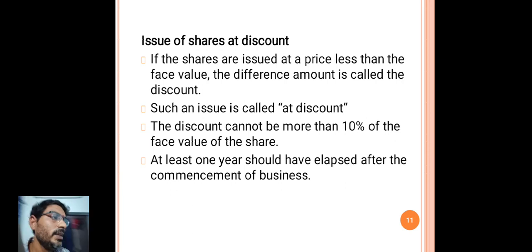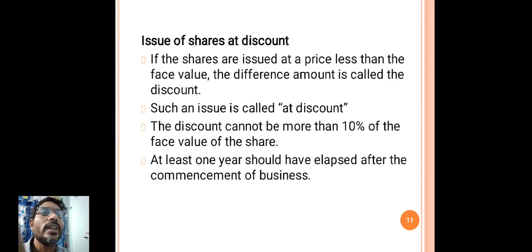So here, the difference between the issue of share at premium and at discount is that an issue of share at premium is above the face value, which depends upon the reputation of the company, and discount means it is less than the face value.